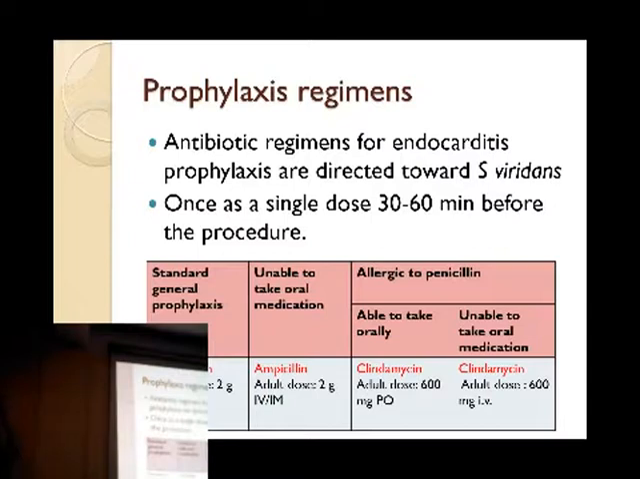Anybody who is allergic or intolerant of penicillin, we have to prescribe oral clindamycin 600 milligrams. The usual dose is 300 to 600 milligrams taken as a single dose orally, or if they can't take orally, clindamycin intravenously 600 milligrams.